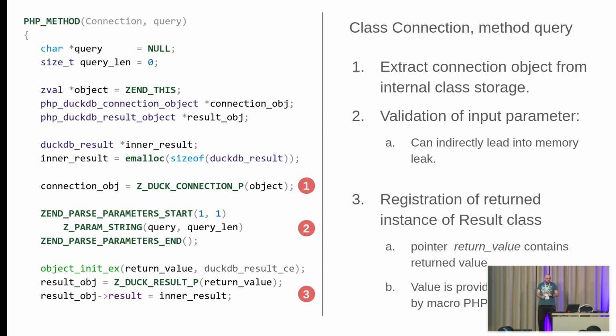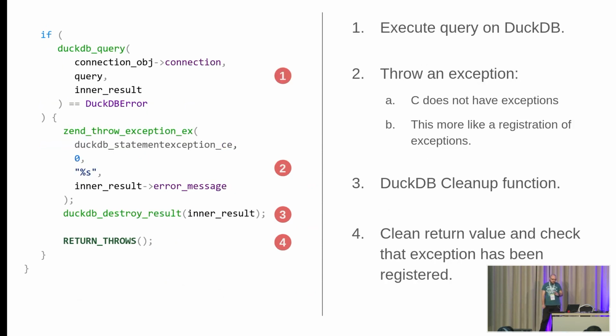I will then register the returned instance of the result class. This is simply done here. And I will actually do the query. So this is a little bit similar to the FFI. I will again use the DuckDB query method for this. If there is again some issue, I will throw an exception.